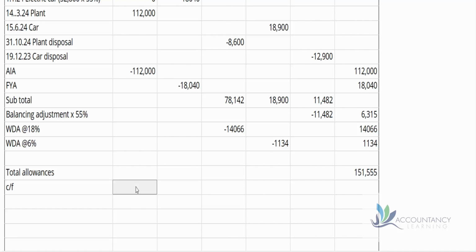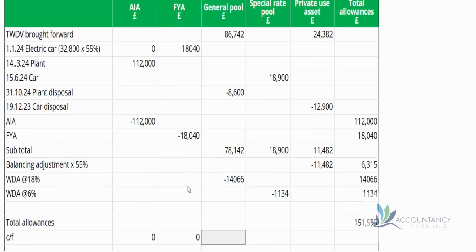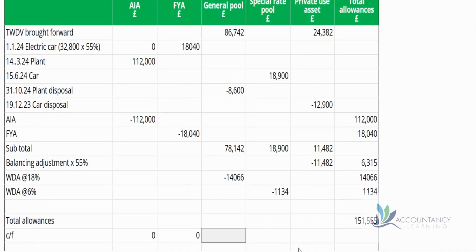So we've got our carried forward balances. In the first column, there is no balance because all of the additions have been fully written off. And then in the first year allowance column, again, we've got no carried forward balance there because all of the additions have been fully written off. And then in our general pool, when we total up these figures, we have a carried forward balance of 64,076. And for the special rate pool, we have 17,766. For the private use asset that's been disposed of, we have a 0 carried forward balance for that one.